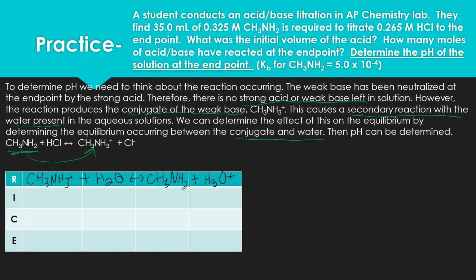So we have a RICE table set up. Now, water is always your liquid. We can ignore that section. We don't care about that. Now, we need some concentrations, some things to plug in here. So let's think about what's going on. We already know how much of our chemical CH3NH3+ has been made, right? We know that because on the last slide we calculated our moles of acid and our moles of base that reacted.